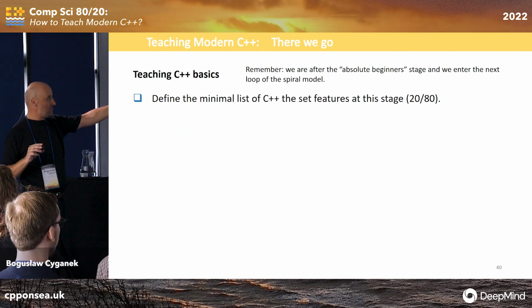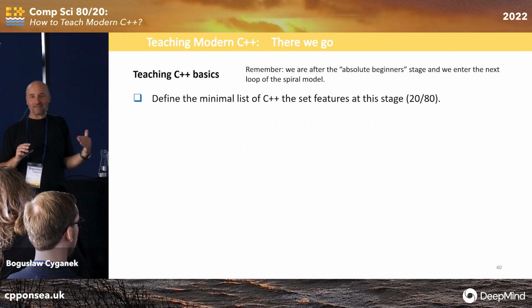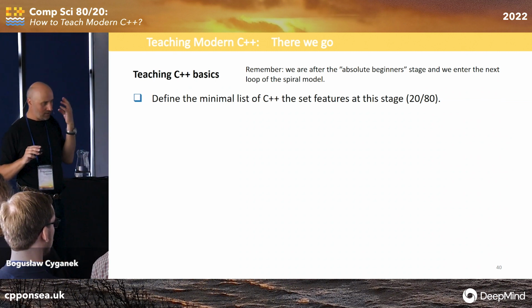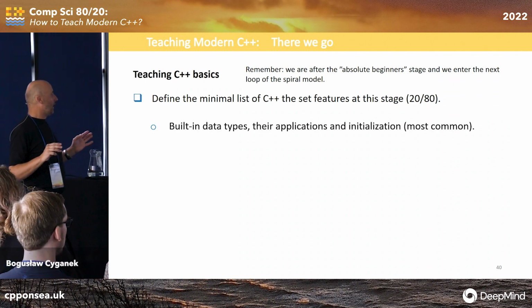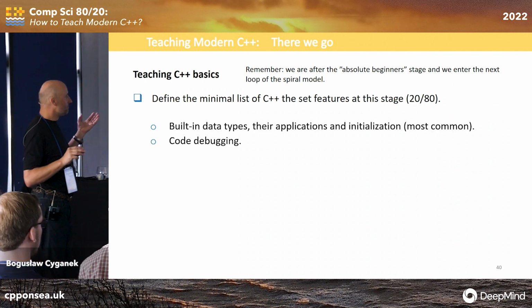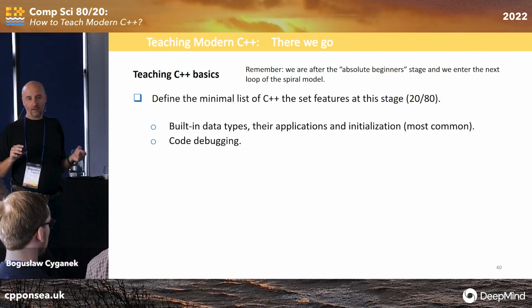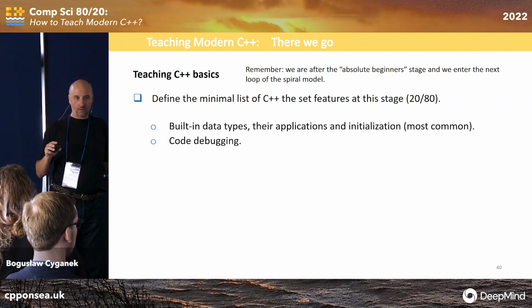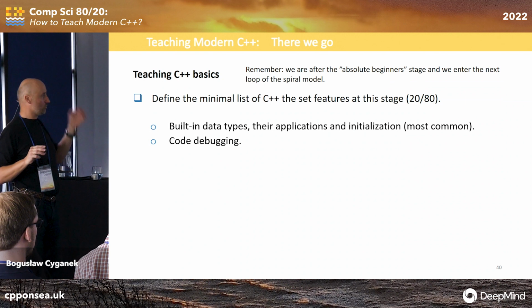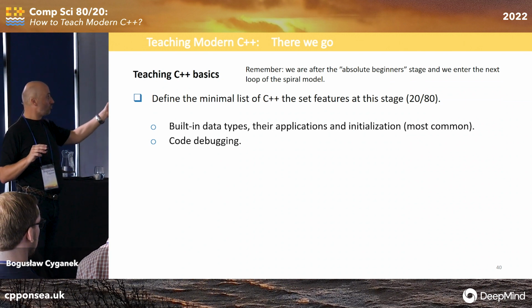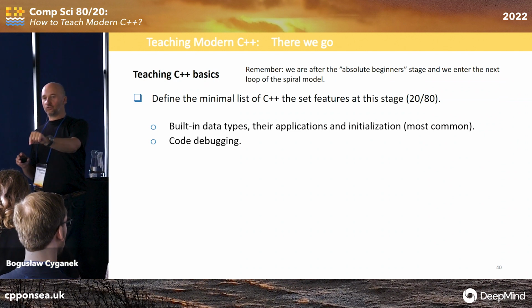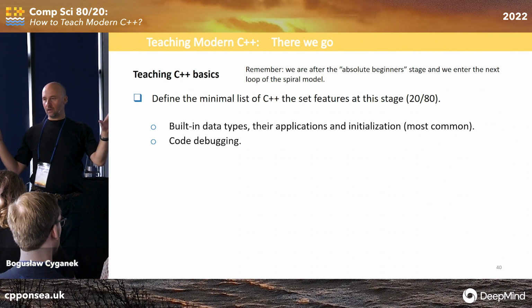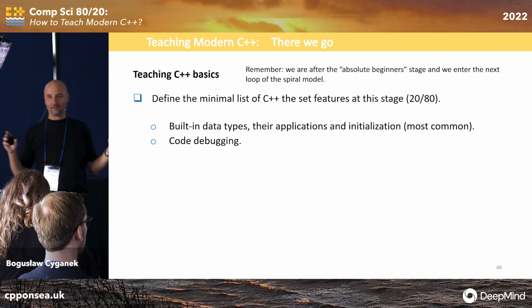So again, the minimal list, what is the minimal list at this level? So again, I'm thinking, okay, 20%, not too many. Built-in data types, more. We know int, Boolean, but probably char and int and double, but we need to know Boolean and char. Code debugging. I start with code debugging from the very beginning. There is no button run and format hard drive or something.